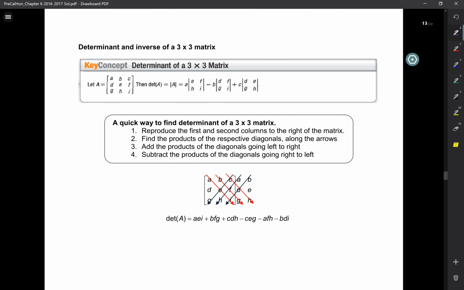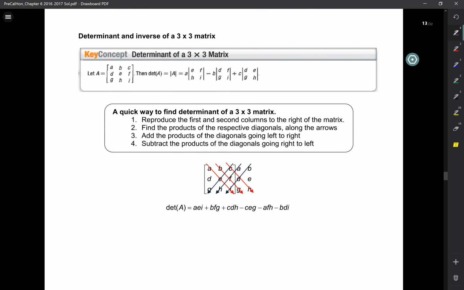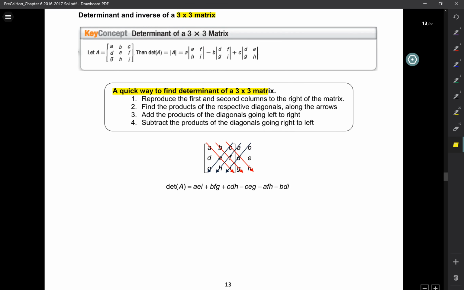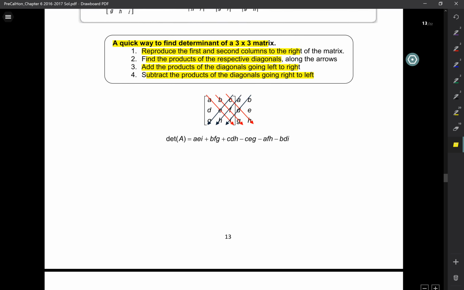Now, the best one of all, determinant of a 3 by 3. Okay? Here we go. All right, so here's a quick way to do it. There is one way here, which I'm not going to go over, but look at the quick way. So reproduce the first and second columns to the right of the matrix. Find the products of the respective diagonals. Add the products going left to right. Subtract the products right to left.